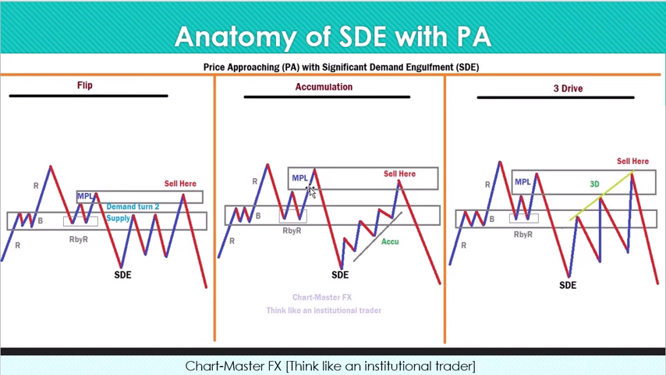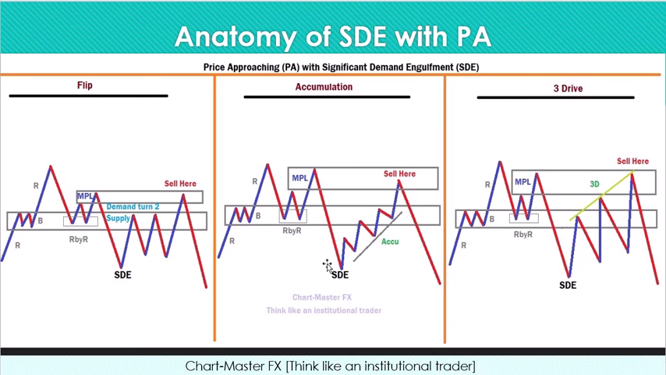So once you see that you have your SDE and there is an MPL or a significant decision point here, such as the DM, then you wait for the price to come to the MPL. And as the price is coming to the MPL, it must come in the form of a flippy, or its accumulation or a 3 drive. Then you know that your conditions have been met. Then you can place your trade here. So that's how you look for accumulation.